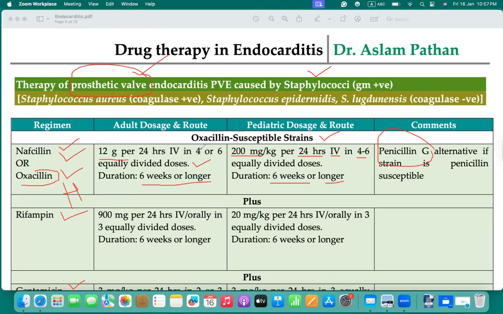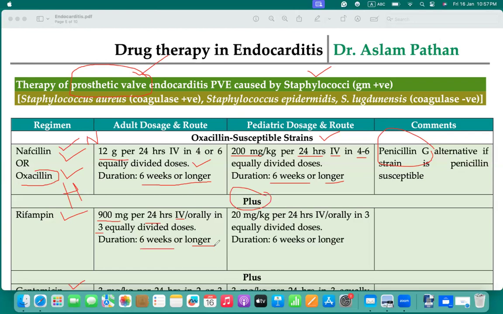In the native valve endocarditis, we only used nafcillin or oxacillin as the first line therapy. But for the prosthetic valve, we need 3 drugs. The additional one is rifampin. Adult dose of rifampin is 900 milligram per 24 hours intravenous or orally in 3 equally divided doses, and duration of therapy is 6 weeks or longer. Same.